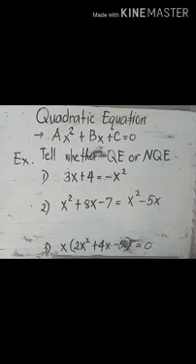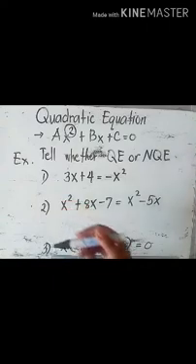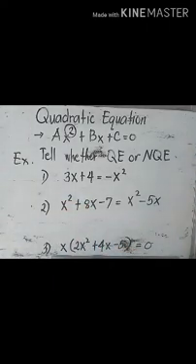Let me discuss quadratic equations, wherein a quadratic equation is represented by ax squared plus bx plus c equal to 0. As we observe from this representation, the highest power is 2. Then we have three examples wherein we will tell whether it is a quadratic equation or not a quadratic equation. First, we have example 1: 3x plus 4 equal to negative x squared.